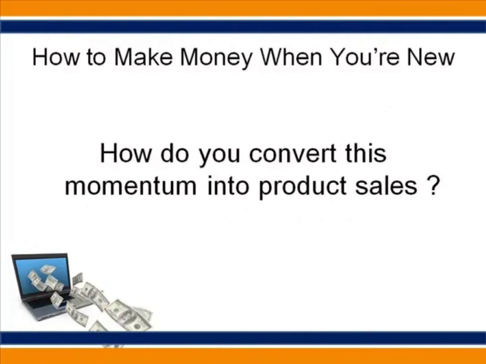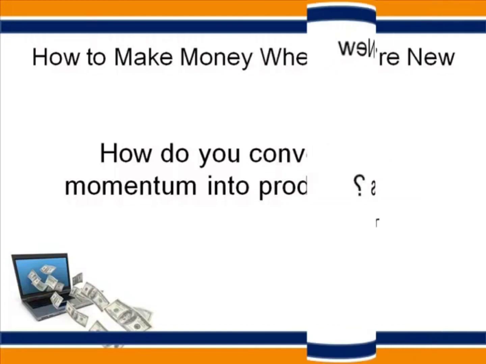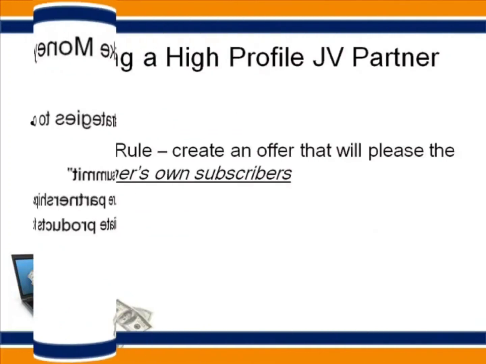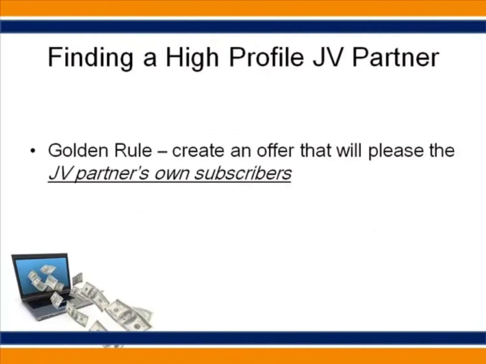So, how do you take that momentum and convert it straight to some serious sales profit making for you while you work on that special report? Using the webinar model, there are 3 strategies to consider: holding a summit, joint venture partnerships, and selling affiliate products for your JV partner. You may think that attracting a more powerful JV partner or celebrity guest is a long shot, but it doesn't have to be.